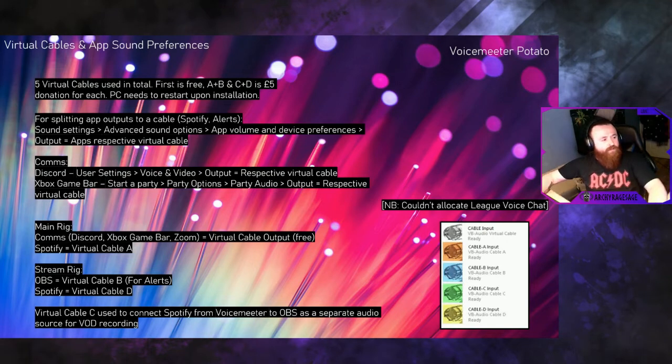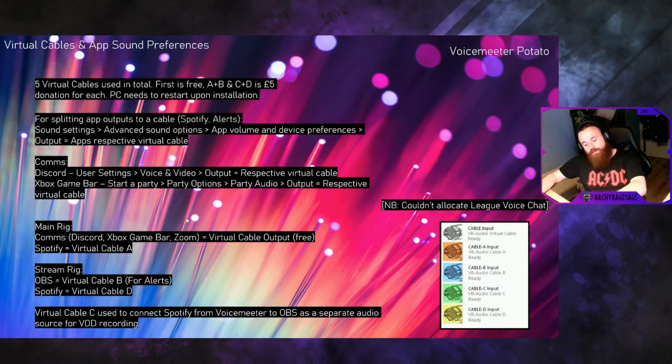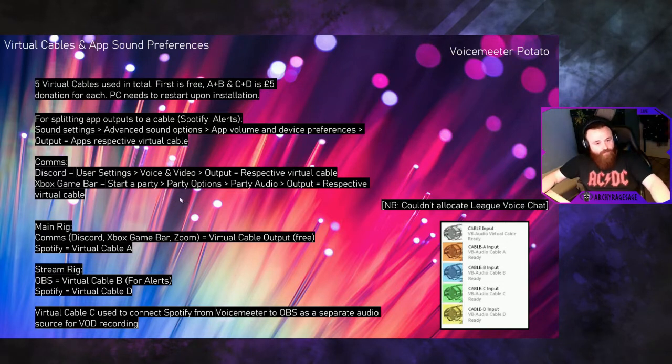Just go on Discord, user settings, voice and video output, and then that virtual cable you use it. Xbox game bar, if you want to stream Xbox or whatever, you need to start a party and go into party options. To get your game bar up on PC, it's just Windows key and G, unless it's disabled. But for me, I just hit Windows and G and the Xbox game bar comes up.